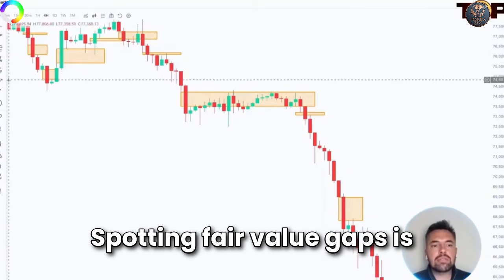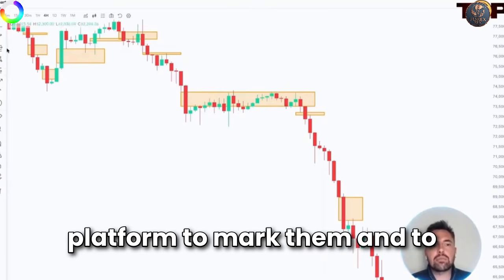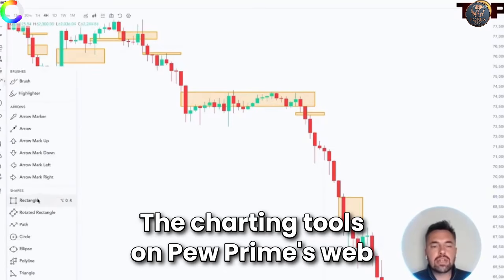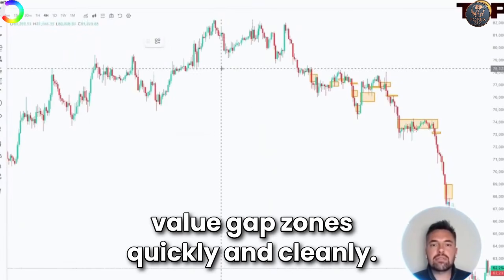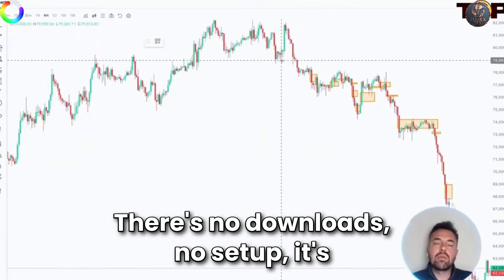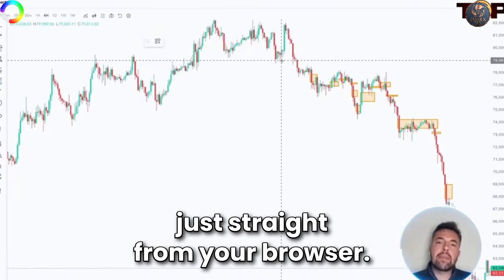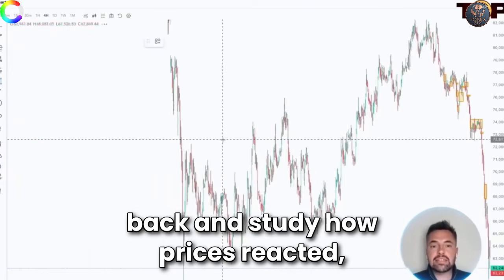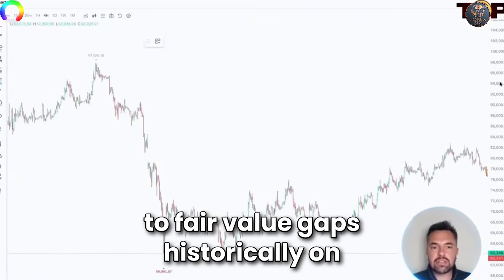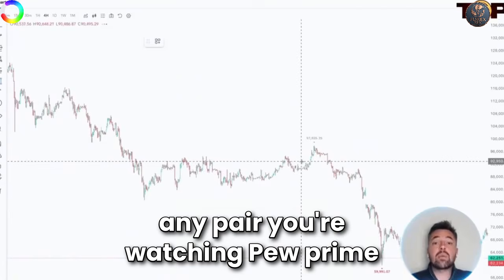Spotting fair value gaps is one thing. Having the right platform to mark them and to monitor them is another. Charting tools on PUPrime's web trader let you mark up fair value gap zones quickly and cleanly. There's no downloads, no setup. It's just straight from your browser. And because the platform shows the full candle history, you can scroll back and study how price reacted to fair value gaps historically on any pair you're watching.